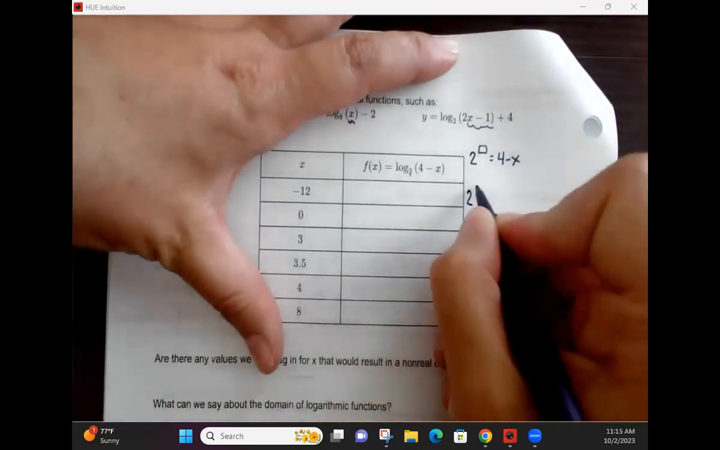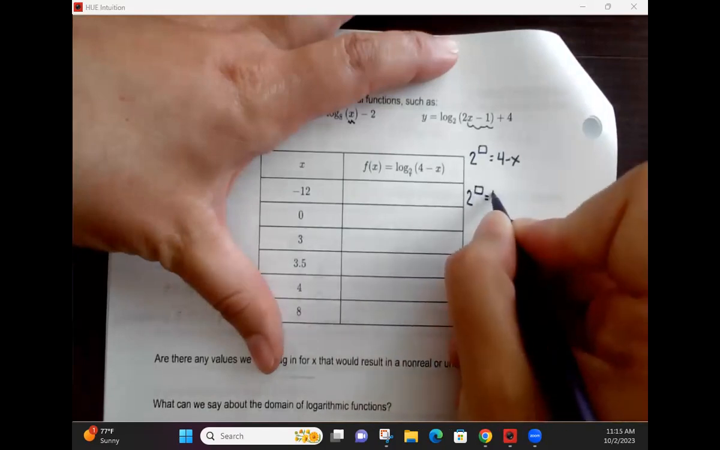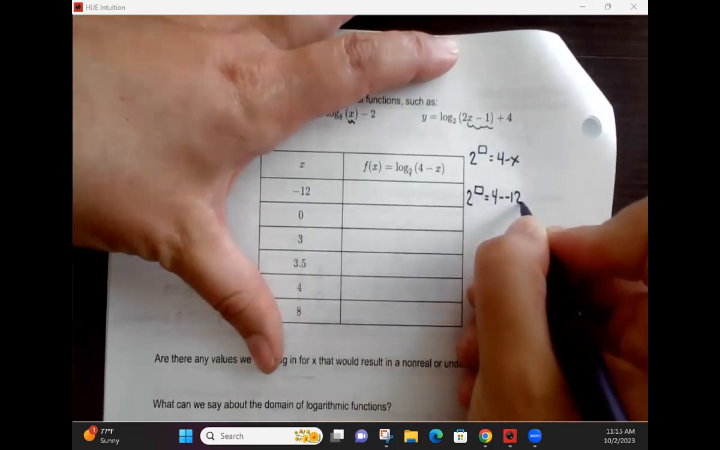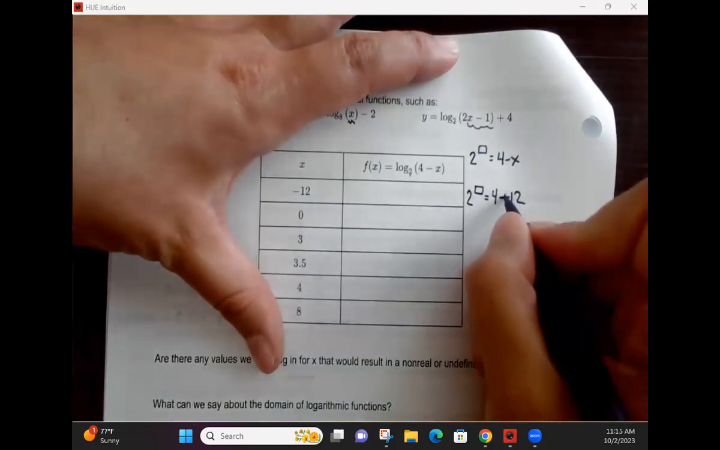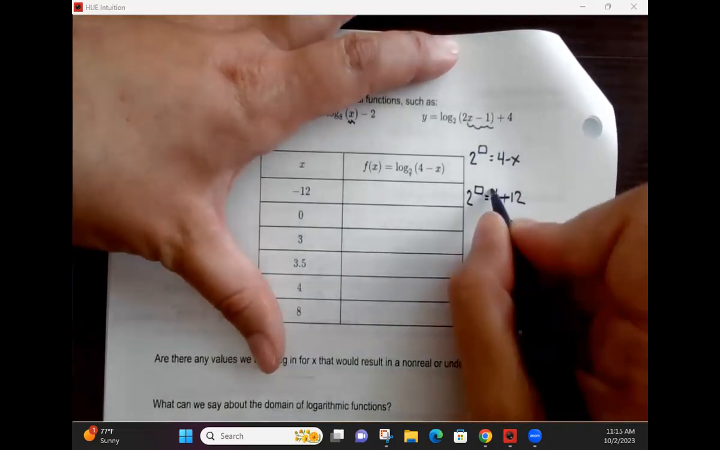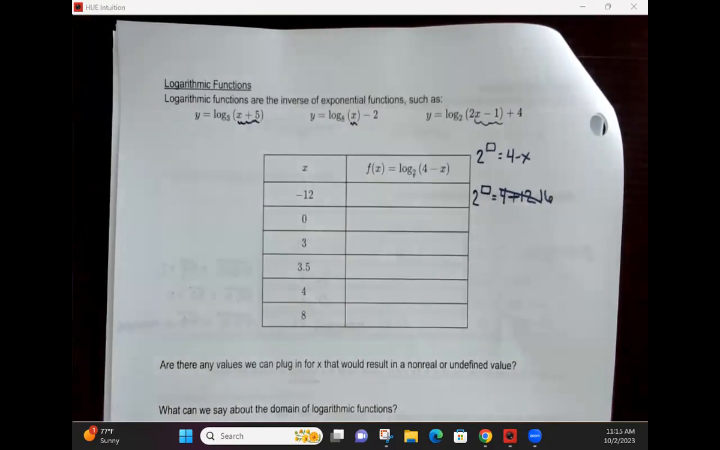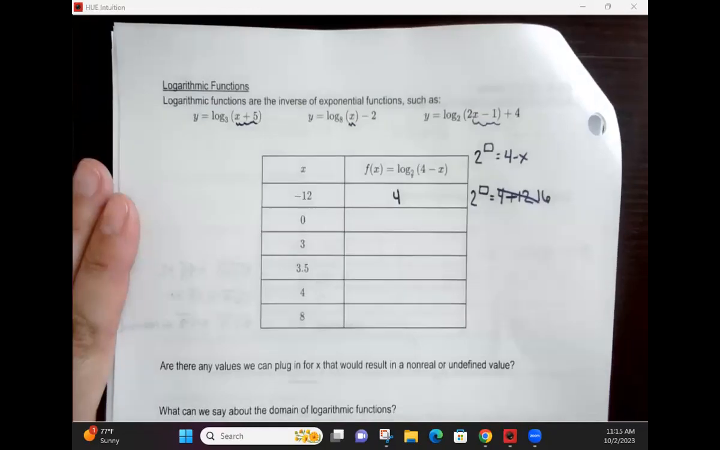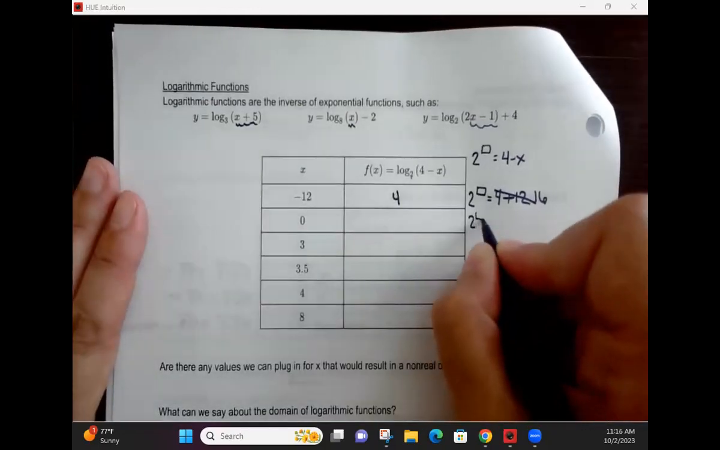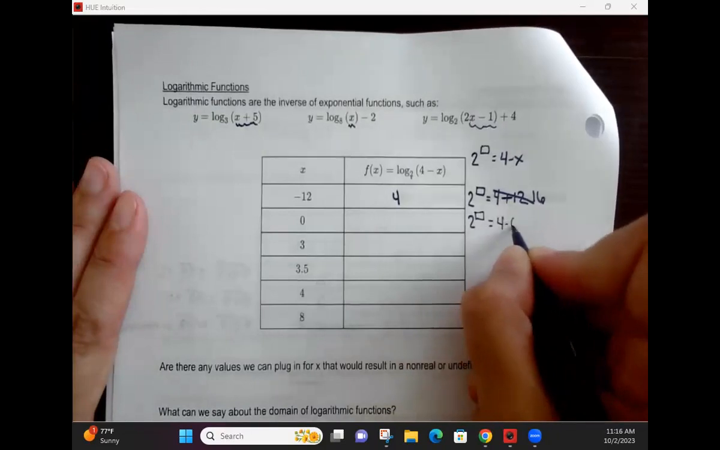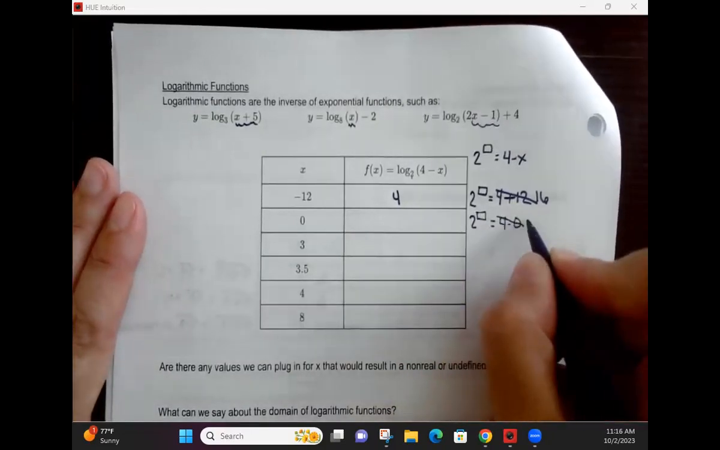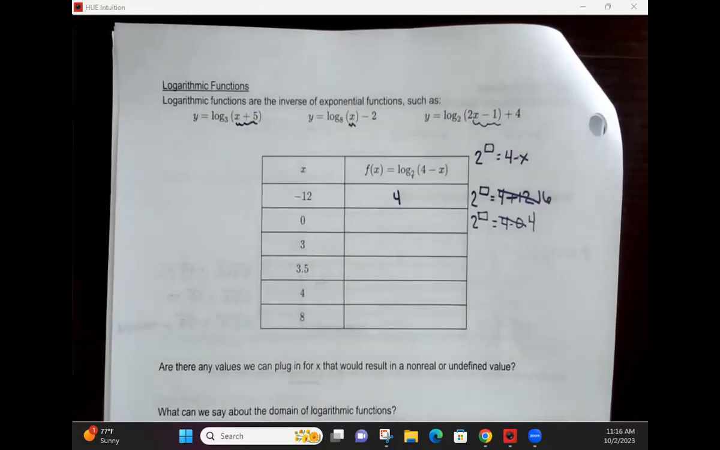So this would be 2 to what power is 4 minus negative 12. Minus a negative, I would add there. And 4 plus 12 is 16. 2 to what power would give me 16? 2 to the 4th, very good. And then 2 to what power would give me 4 minus 0? 4 minus 0 is 4. So 2 to what power would give me 4? 2 to the 2nd power.